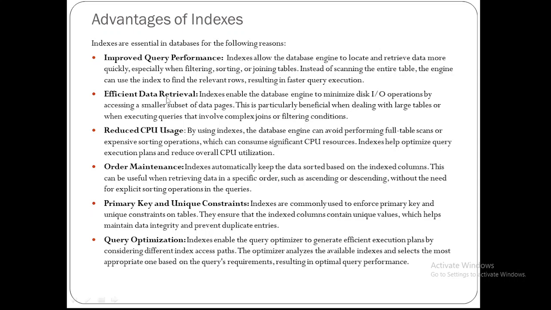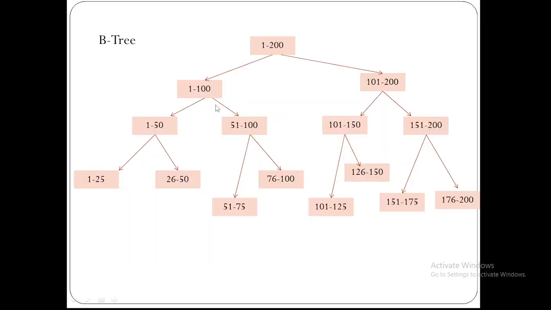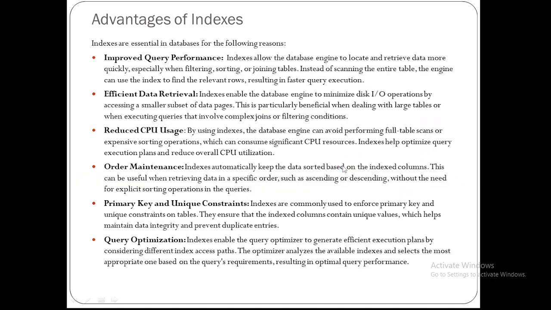Efficient data retrieval. Indexes enable the database engine to minimize disk IO operations by accessing a smaller subset of the data. We are not going to each and every node of the data. We are just going to a smaller subset. And after 4 to 5 or maybe fewer nodes, we are going to a particular node where we are getting the result.